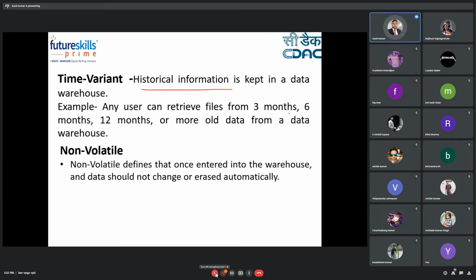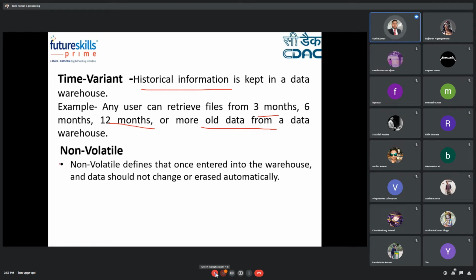Understand? A user can retrieve 3 months, 6 months, 12 months, or more old data from the warehouse. It depends on the criticality of data, because a bank never deletes its data, right? Any organizational institute can erase its data after 5 years, because once a course is completed, some data may not be relevant and can be erased. The income tax department never erases its data. Why? Because this data is critical and can be used later at any time. So criticality of data will decide, and historical data will be kept according to its timeline.